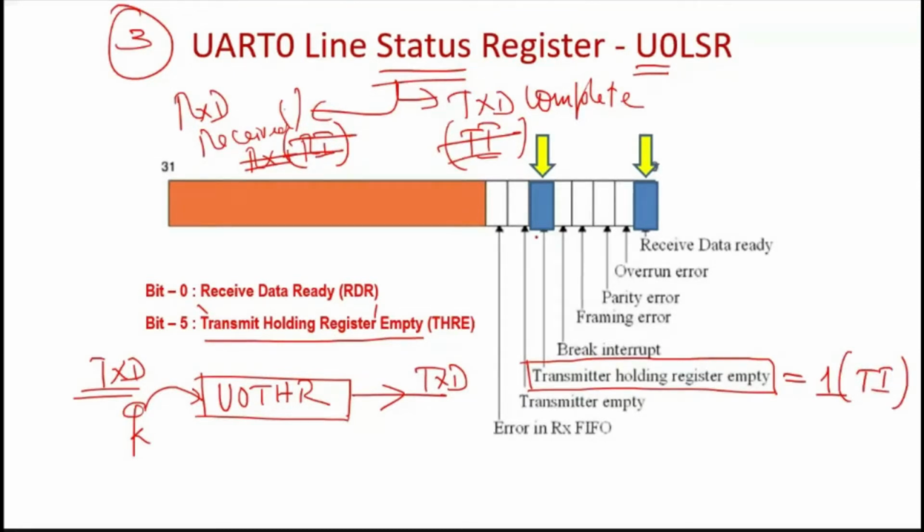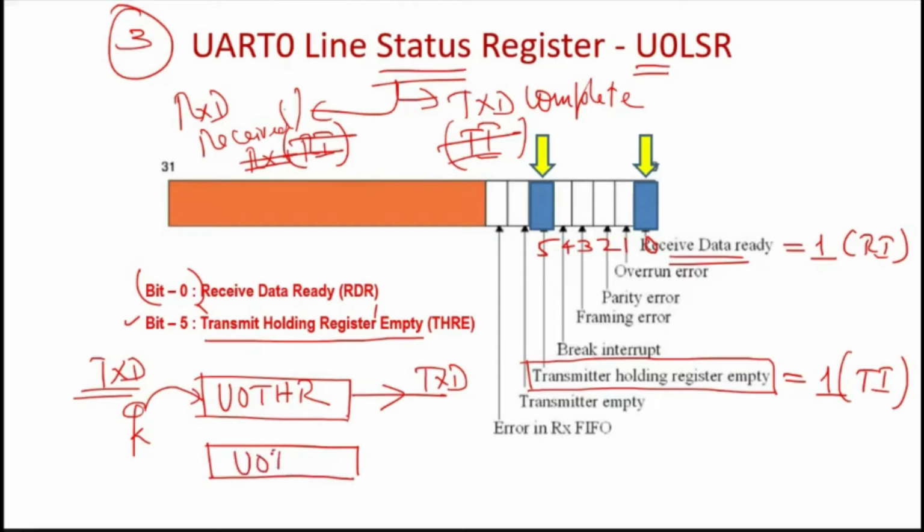Second register, this is the 5th bit, bit number 5. 0, 1, 2, 3, 4 and 5. So this is bit number 5. Bit 0 is called the receive data ready flag, RDR flag. This is similar to your RI flag. What do you mean by receive data ready? We have a register called UART0 receive buffer register, RBR.